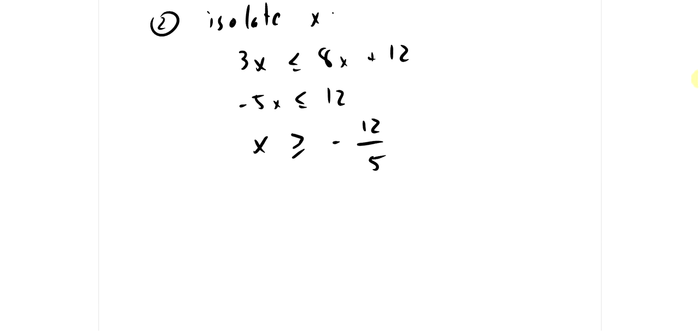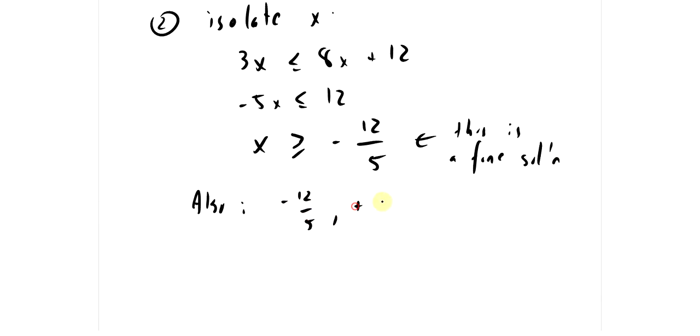Now there's another way to write these solutions that some of you may have seen. I'm happy with this. That's a fine solution. But you could write it as that. This is called interval notation. We're looking for x's, all numbers that are greater than or equal to minus 12 fifths. What are those numbers? Well, minus 12 fifths to infinity.